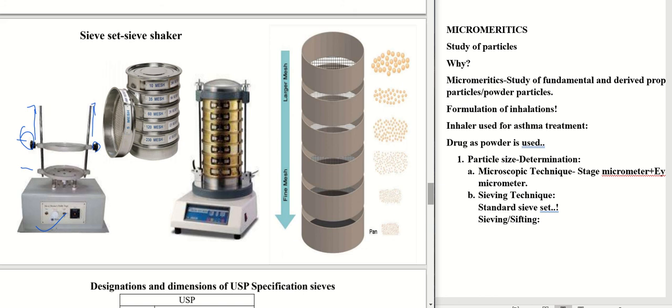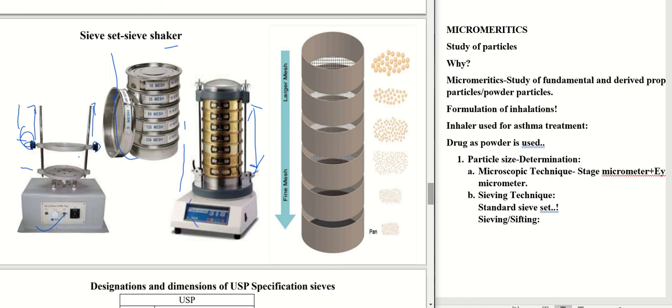Now we need to rotate this knob, lift this plate up, and place the standard sieve set here according to the sieve number, close the top with a lid, and again tighten these knobs. This is how we need to set up the sieve shaker. This is a mechanical sieve shaker, and we need to set all the sieves here like this.